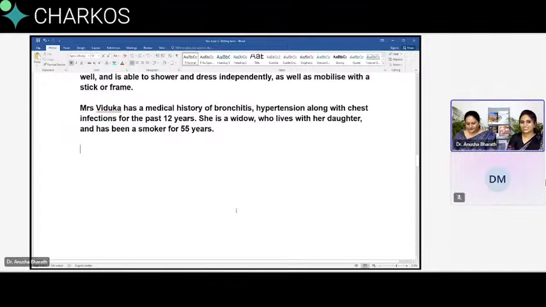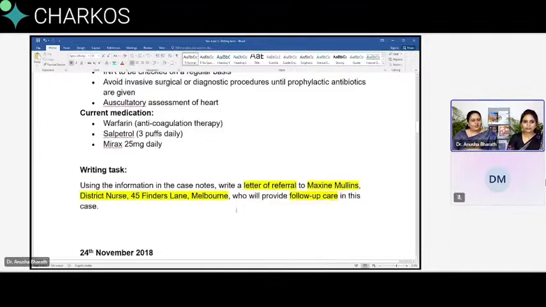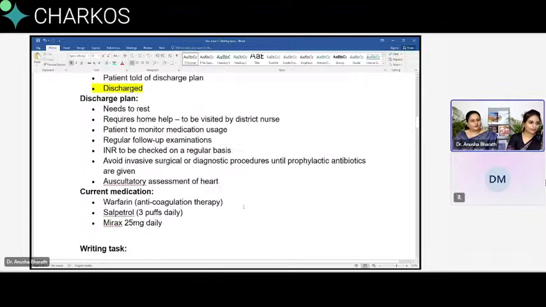No problem. So here in the fourth paragraph, what are we going to add in our fourth paragraph? The fact that the patient needs to rest. It is very, very important. And home help. Yes, it is also important. Monitoring medication. Yes. And are we going to talk about follow-up exams and INR? Yes. I think most of the things that are mentioned in the discharge plan have to be included. For this case especially. Yeah.